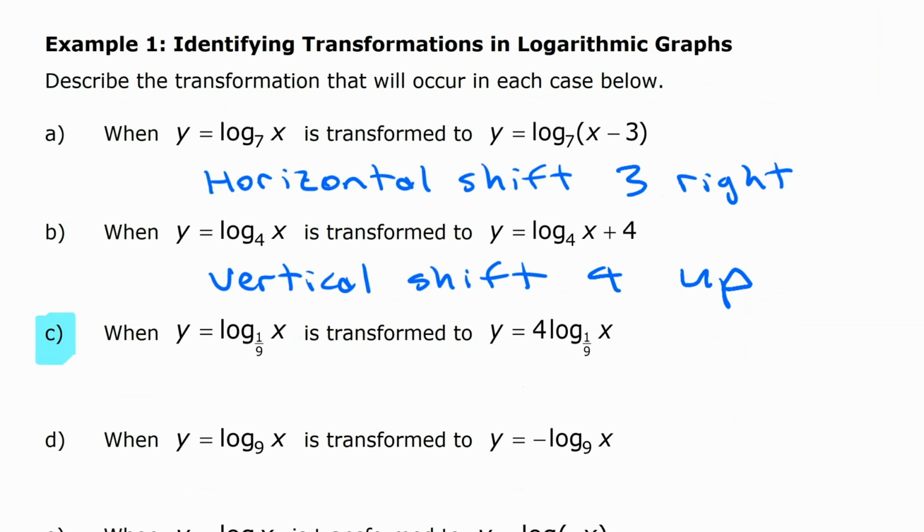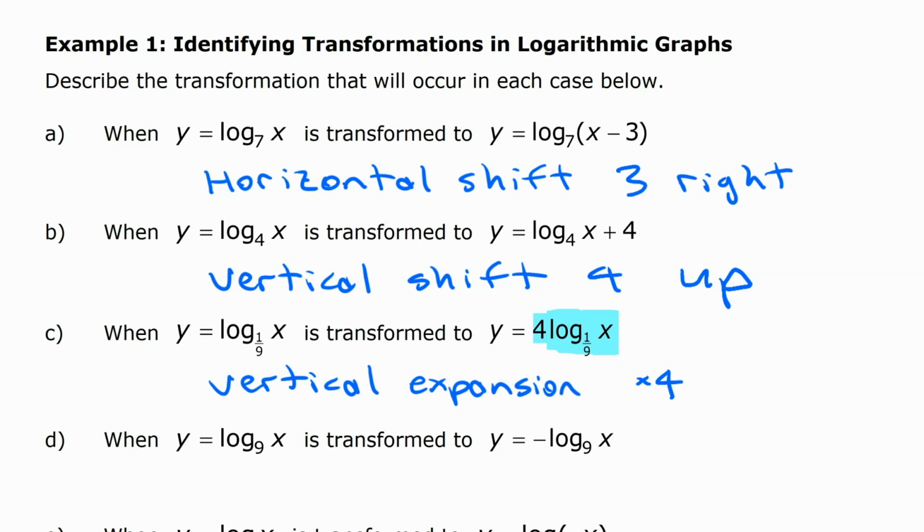In our third one here, we have log base 1/9 of x, and that gets changed to 4 times log base 1/9 of x. If you take a function and you multiply it by 4, that is going to cause a vertical expansion by a factor of 4. All the y values are going to be 4 times as much.